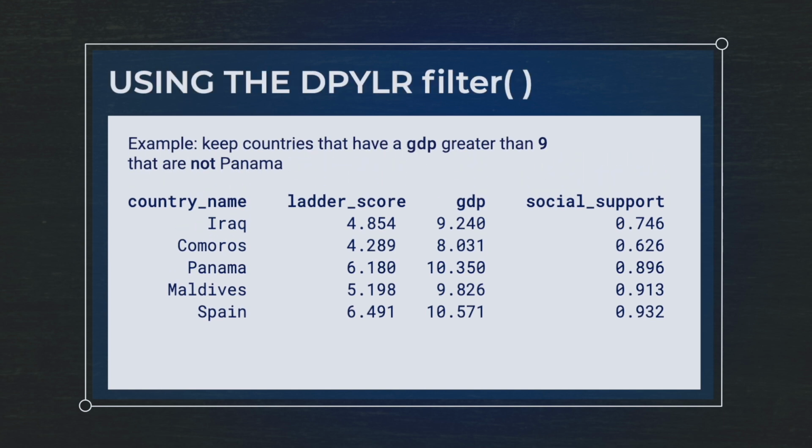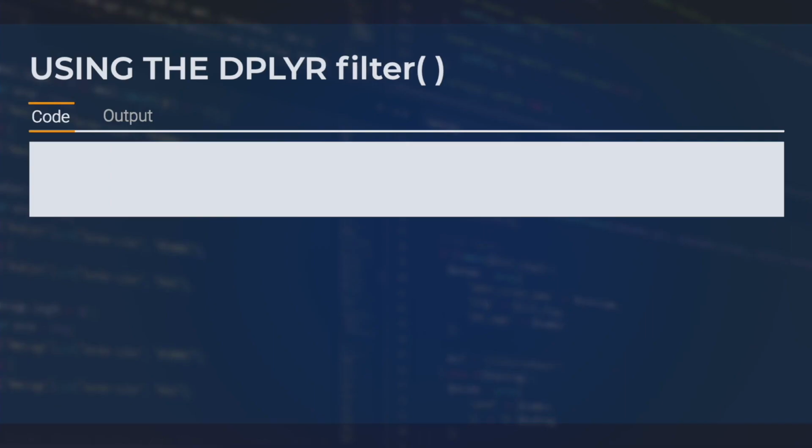Let's warm up with a relatively simple example of how we can use the filter function. Say we want to only keep those countries that have a GDP greater than 9 that are not Panama. Recall that we can insert more than one condition within the filter function. Looking at the happy data frame, we see that the only country that does not meet the GDP condition is the Comoros. And the second condition states that we must exclude Panama from our output. Here's how we can achieve this using the filter function.